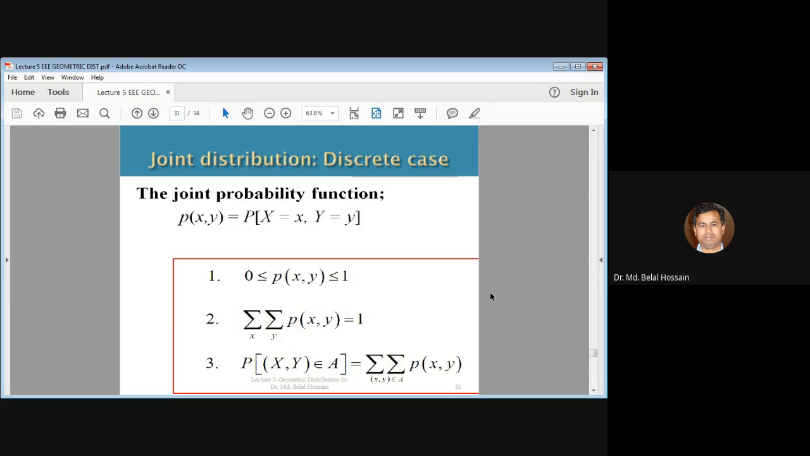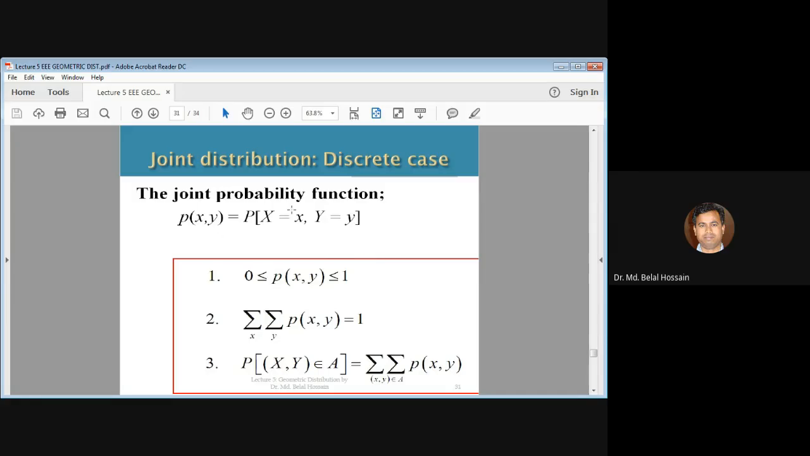Joint distribution, discrete case. Joint distribution, when you have more than one random variable, okay, probability of x, y, that is we have two random variables x and y. X has the value x, y has the value y. That means joint probability function, discrete case, কাজেই আমরা probability function বলছি। যদি এটা কন্টিনিউয়াস হতো তাহলে আমরা বলতাম জয়েন্ট প্রবাবিলিটি ডেনসিটি ফাংশন। ওকে, এটাকে আমরা জয়েন্ট প্রবাবিলিটি মাস ফাংশন বলতে পারি, বাট জয়েন্ট মিন্স at least two random variable distribution.